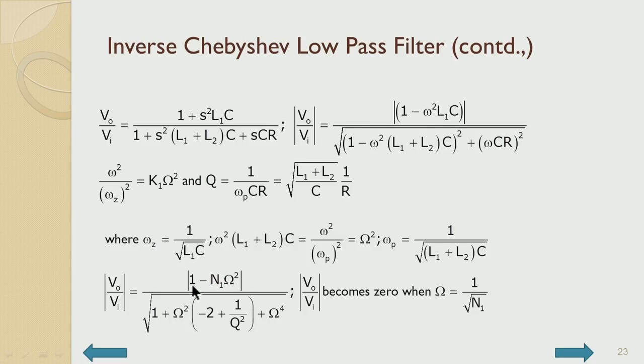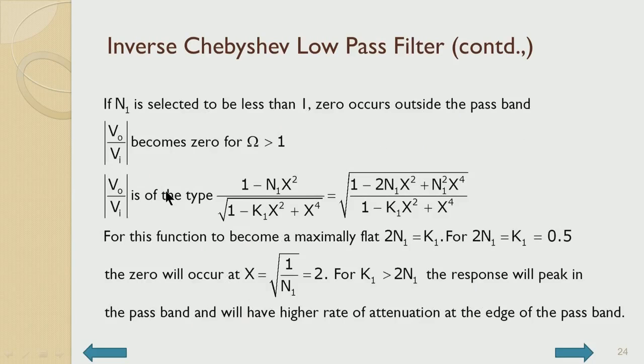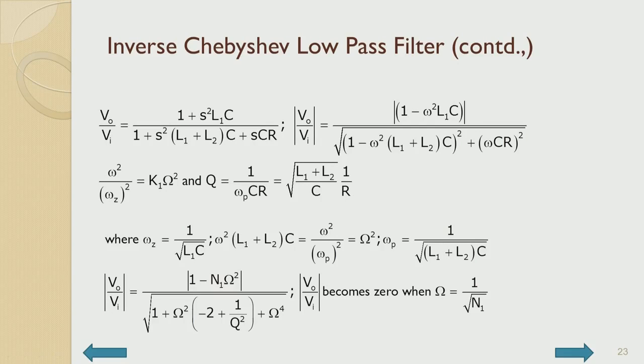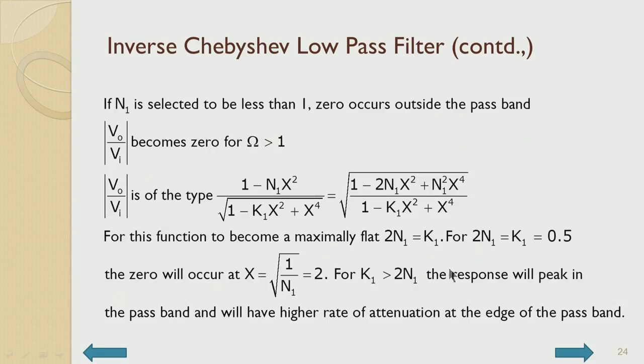In the numerator we have 1 minus n1 omega square, and n1 is decided by the ratio of omega naught by omega z, whole square. So, that can be fixed appropriately by knowing where exactly we want the 0 to be introduced. So, this is the point at which the 0 is introduced. So, for the inverse Chebyshev filter, we can fix all these things appropriately.